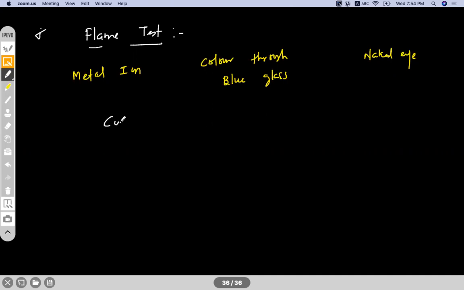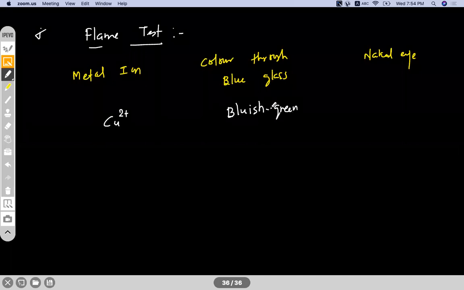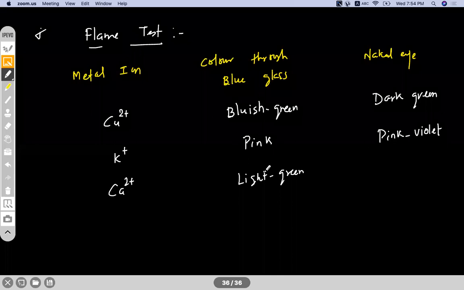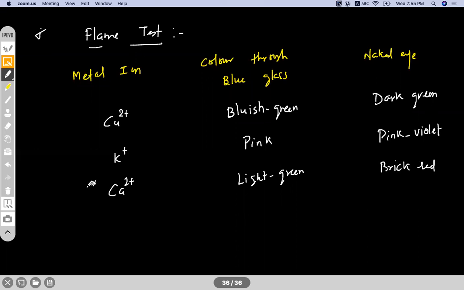So if you have Cu2+, then through blue glass it looks bluish green, and with the naked eye it looks dark green. K+ is pink through blue glass; with the naked eye it is pink violet. Ca2+ is light green through blue glass; with the naked eye it is brick red. This one is important, brick red. Once they have asked this.